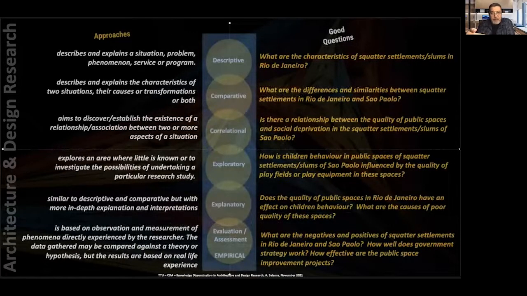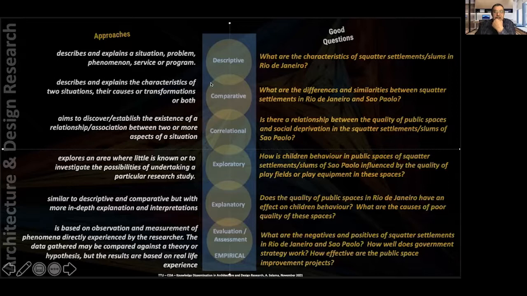Further qualities can be explored by looking at the nature of research questions which a research project or research exercise is trying to answer, and the relevant types of research. You can see here a number of typologies: descriptive, comparative, correlational, exploratory, explanatory, evaluation or assessment, and many more. I'm not going to read the whole slide, but for example, comparative research describes and explains characteristics of two situations, their causes or transformations, or both.